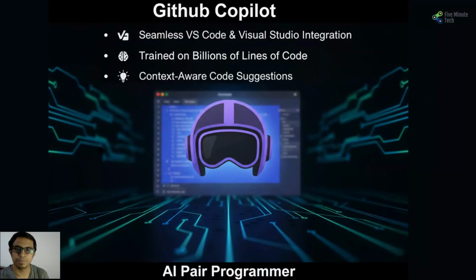Now, GitHub Copilot is the one which we'll be using in Visual Studio Code. It has seamless VS Code integration, and it is also trained on billions of lines of code. It is already ready to write much better code in terms of integration and application. And it is context aware of the code suggestions. You can provide the particular context of the file as per your need, and it is one of the better AI pair programmers for us.